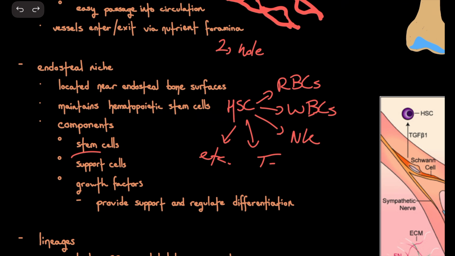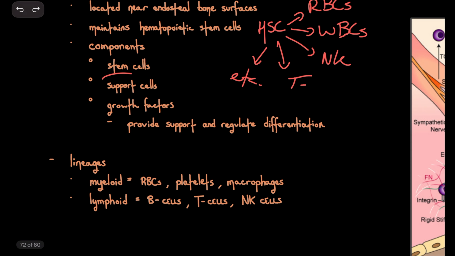If for whatever reason my body's detecting that I'm low in red blood cell count, then I will secrete a compound we'll talk about soon called EPO, erythropoietin, and that will tell these stem cells that, oh, he needs more red blood cells, let's make more. So those growth factors are really important.